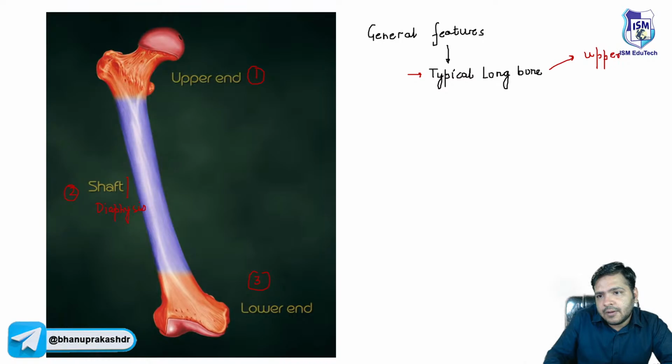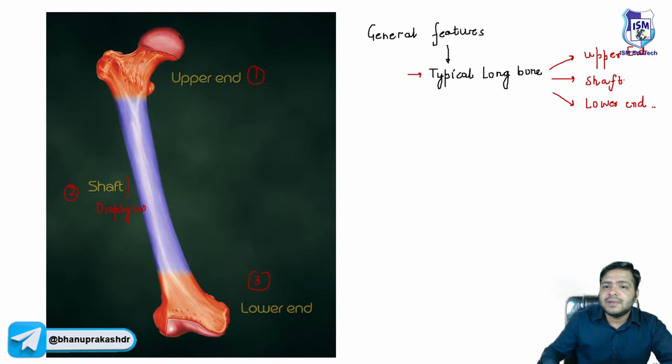Okay, the upper end. We have the longest part of the bone, that is the shaft, and yes, the shaft is also called the diaphysis. And we have the lower end of the bone.